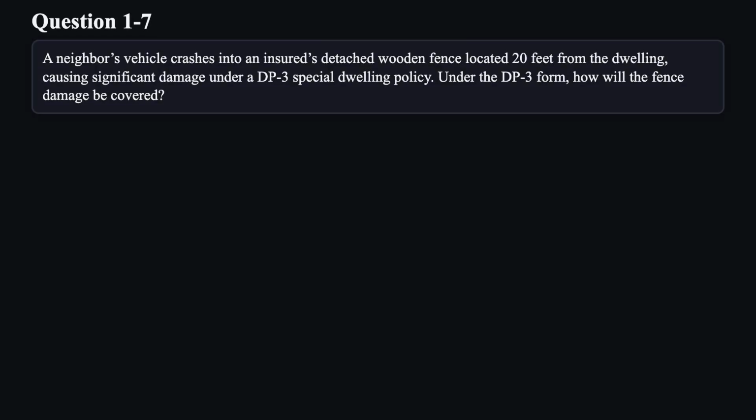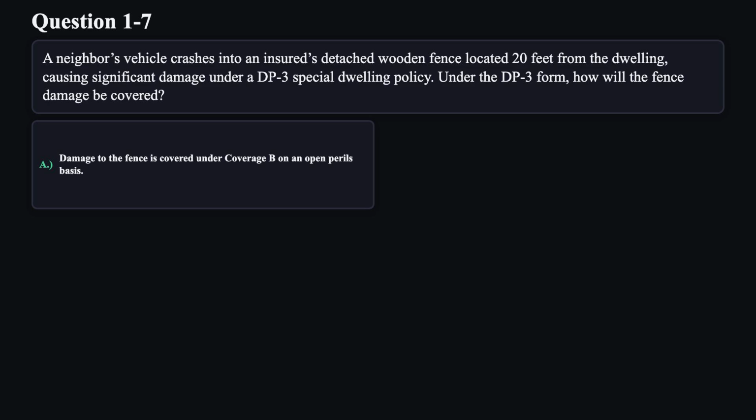Question 7. A neighbor's vehicle crashes into an insured's detached wooden fence located 20 feet from the dwelling, causing significant damage under a DP3 special dwelling policy. Under the DP3 form, how will the fence damage be covered?